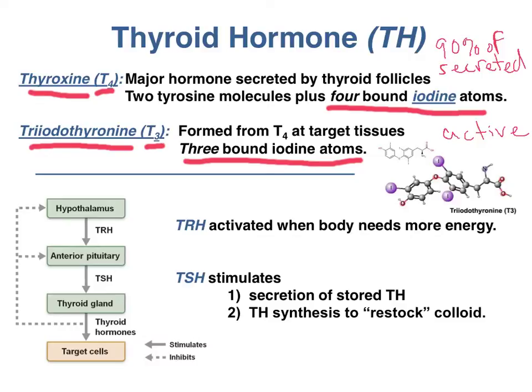Thyroid hormone release is regulated by the hypothalamus and the anterior pituitary. The hypothalamus secretes thyrotropin-releasing hormone, which stimulates the anterior pituitary to release thyroid-stimulating hormone. TSH then tells the thyroid to secrete thyroid hormone and produce more thyroglobulin to restock the colloid.